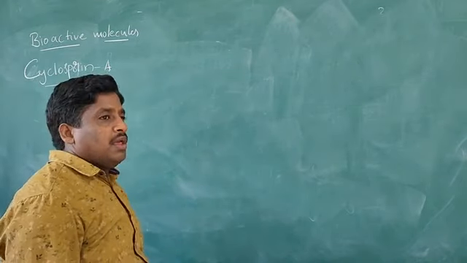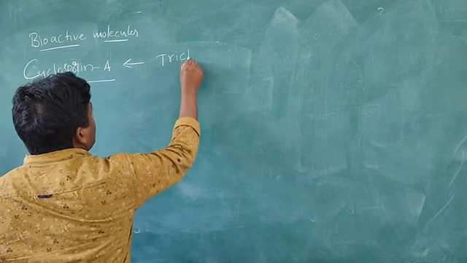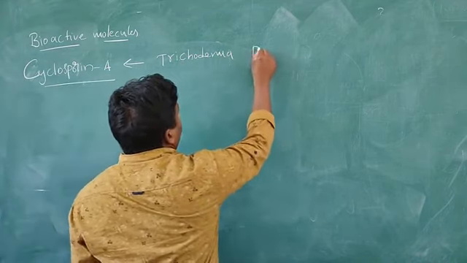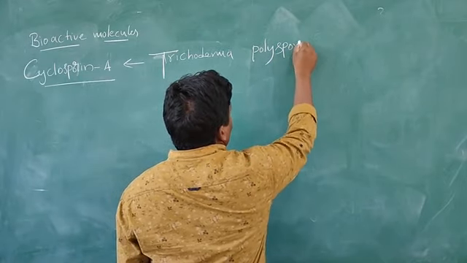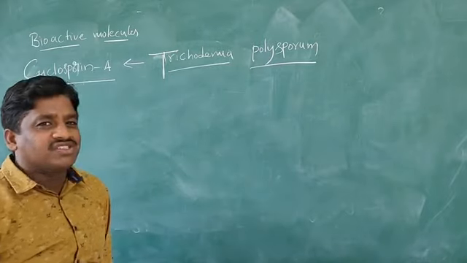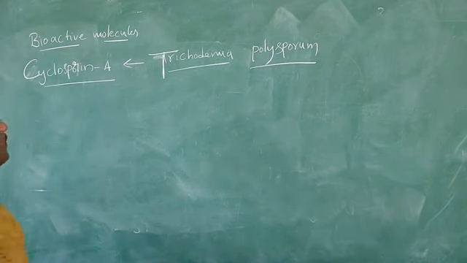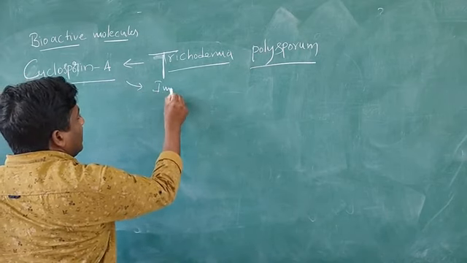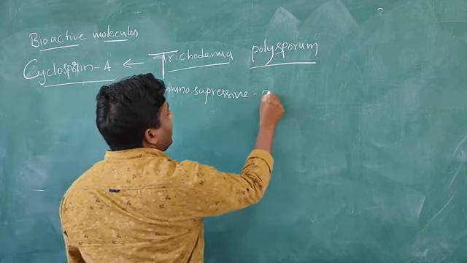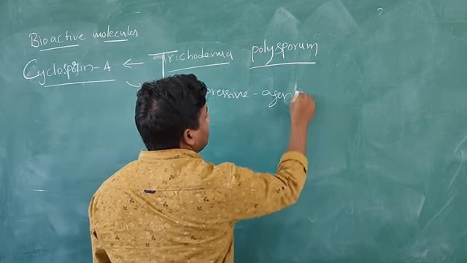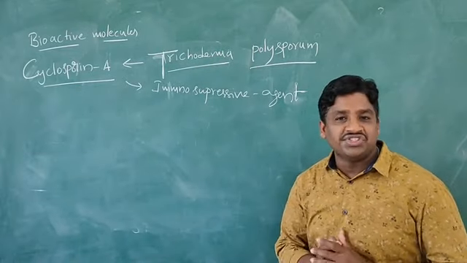This cyclosporin A comes from the organism Trichoderma polysporum. Trichoderma is a fungal organism. What is it mainly used for? It acts as an immunosuppressive agent during organ transplantation.